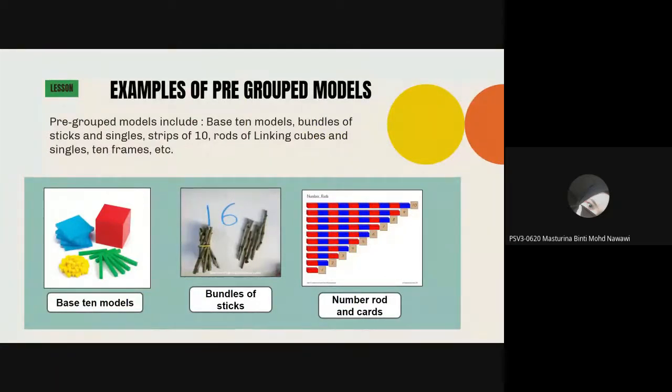Okay, these are examples of pre-grouped models. Pre-grouped models include base 10 models, bundles of sticks and symbols, strips of them, groups of linking cubes, and single stem frames. The first one is base 10 models. The red one is 1000, the blue one is 100, the green is 10, while the last one, yellow, is ones. The second one is bundles of sticks, and then the last one is number rods and cards.